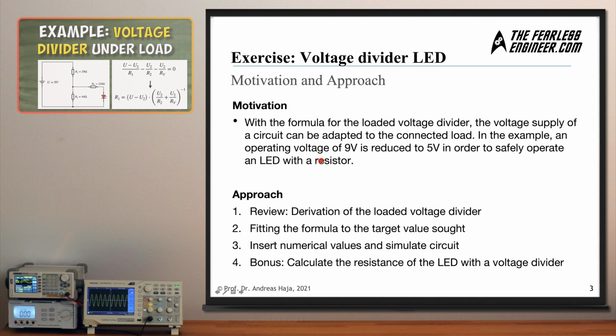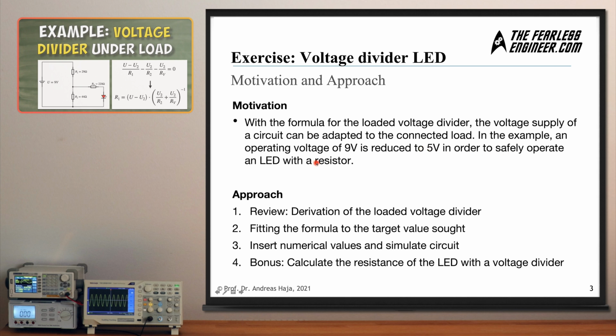with another resistor. In another video we have used a 220 ohm resistor for this purpose. Let's say you wanted to supply this LED resistor combination with a stable voltage of 5 volt. You have a power source of 9 volt and you want to reduce it to 5 volt in order to safely operate this LED.